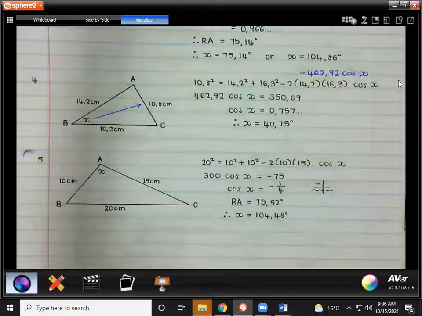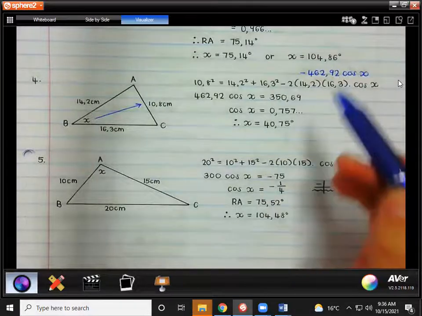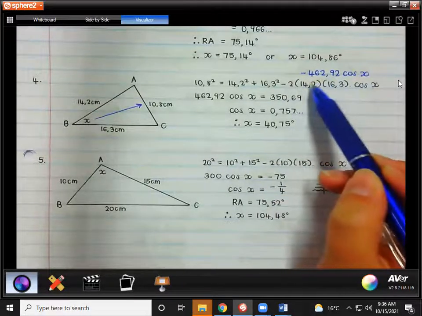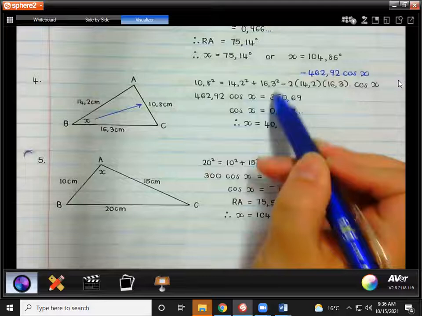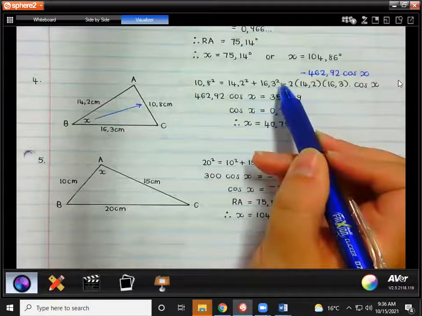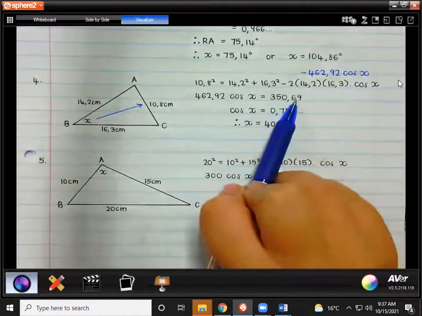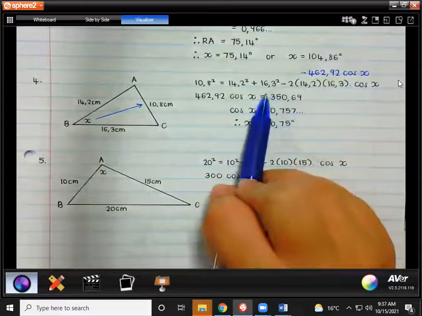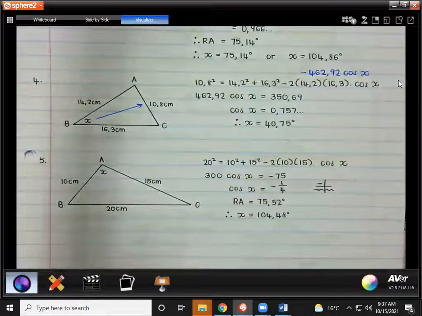which is what I moved to the other side, right? And that whole term then became positive. But guys, if you want to, like we did in the example yesterday, you can keep writing 2 times 14.2 times 16.3 cos x, that's fine. Then I moved this 10.8 squared to this side and it became negative 10.8 squared. So that plus that minus that is 350.69. Again, it's fine if you left it as the 3 separate terms, nothing wrong with that. That's what we did in the example.